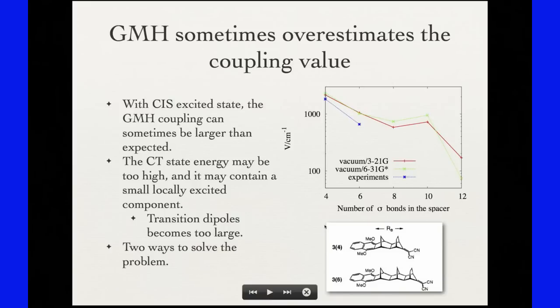Okay? So there are two ways to solve these problems. This is what we saw when we first tried using CIS. Experimentally, you will find the rate initially decays exponentially. But we found that the dependence on the number of sigma bonds, if you take a log scale, is not in a straight line. This molecule's coupling is even larger than that of a shorter molecule. And you see some large basis set dependence also.